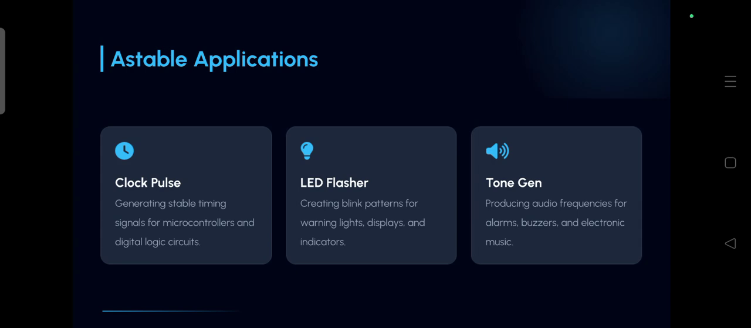The astable applications are clock pulse, generating stable timing signals for microcontrollers and digital logic circuits. Then LED flasher, creating blink patterns and warning lights, displays and indicators, mainly used in astable mode only. Then tone generator, producing audio frequencies for alarms, buzzers, electronic music systems and sirens. These are all the astable applications.